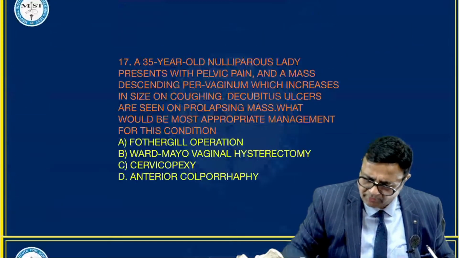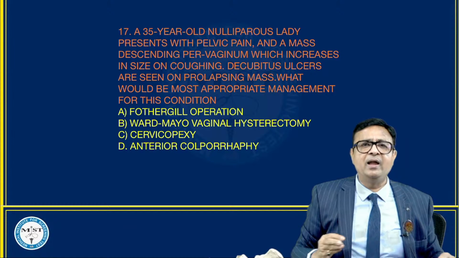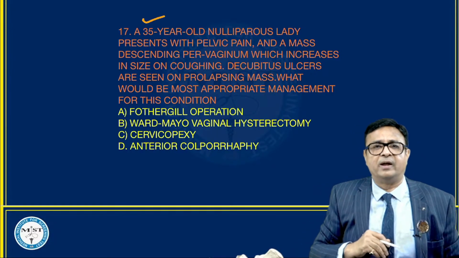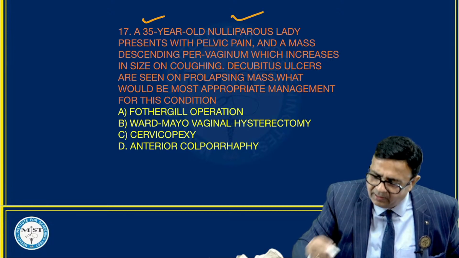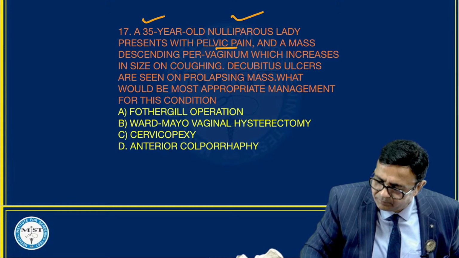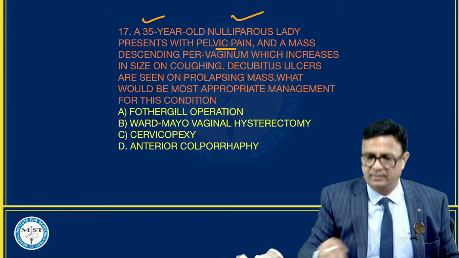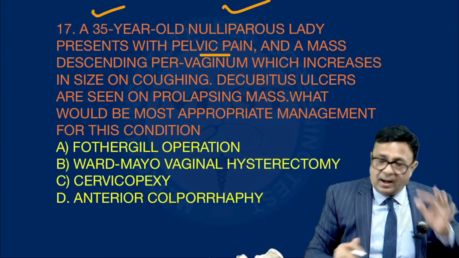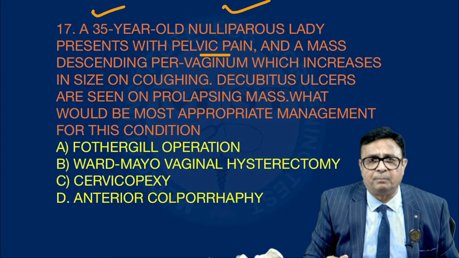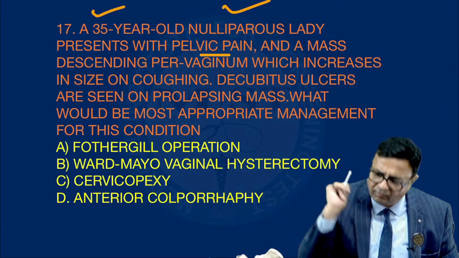Come on. Next question. A 35-year-old nulliparous lady presents with pelvic pain and a mass descending per vagina.